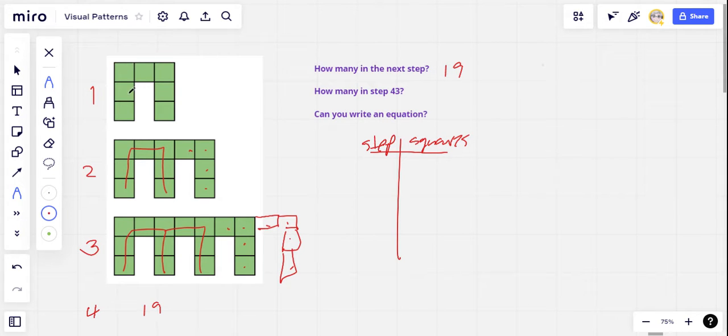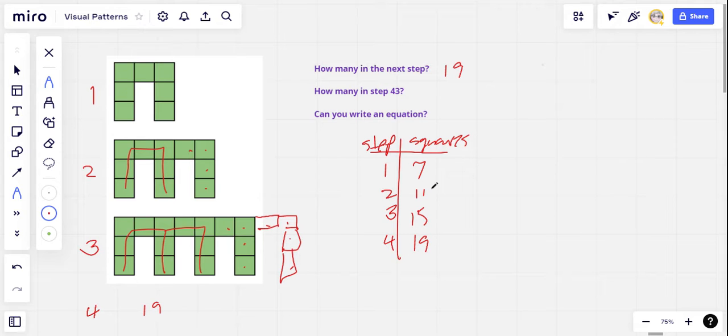So in the very first one, we've got 4 and 3 across the top is 7. So in step 1, there's 7 squares. In step 2, we've just added those 4 more, so that's 11. In step 3, we've added 4 more, so that's 15. And in step 4, we're predicting 19.